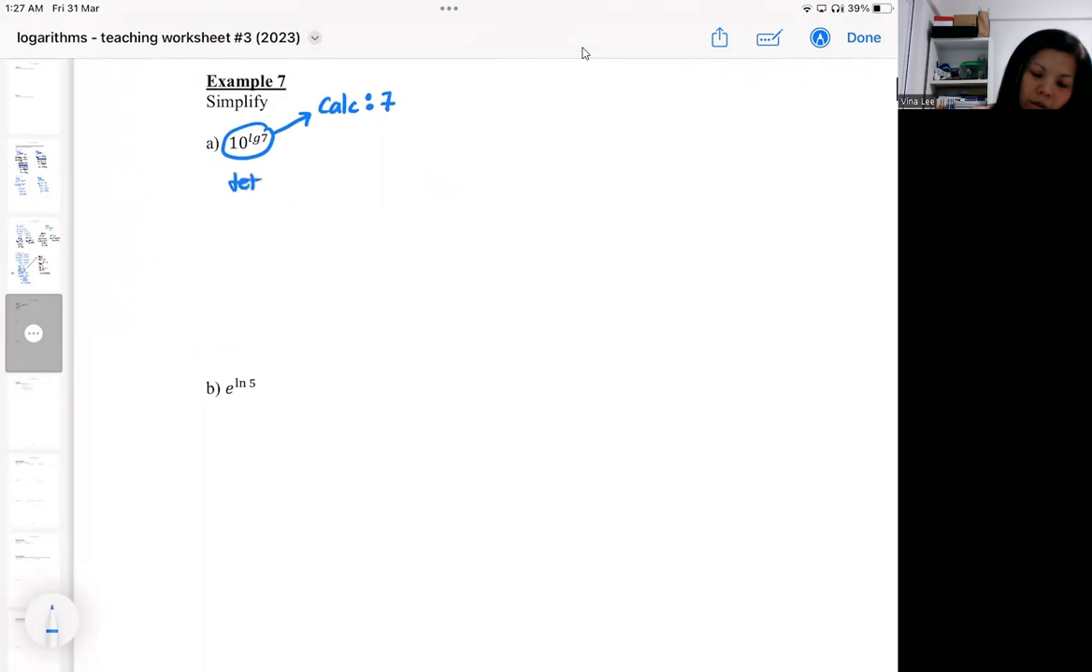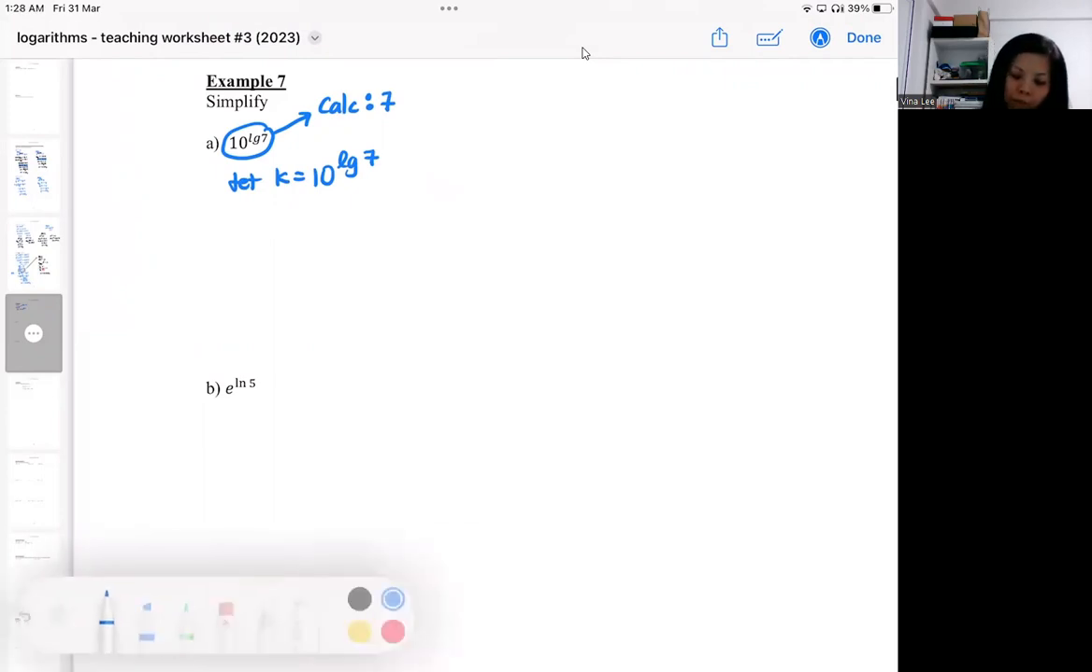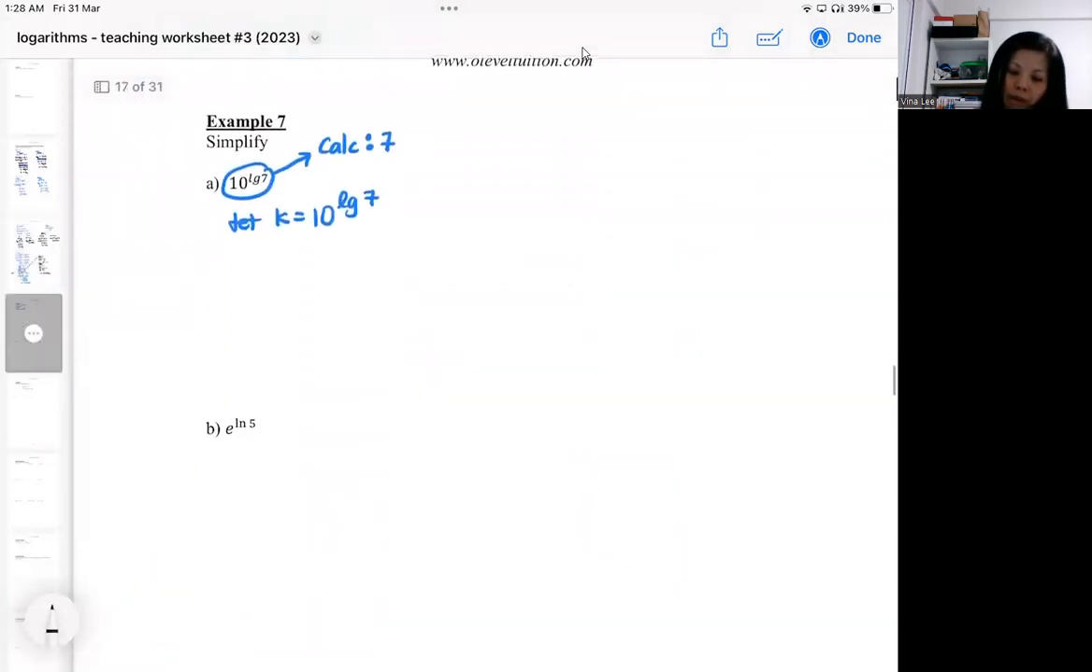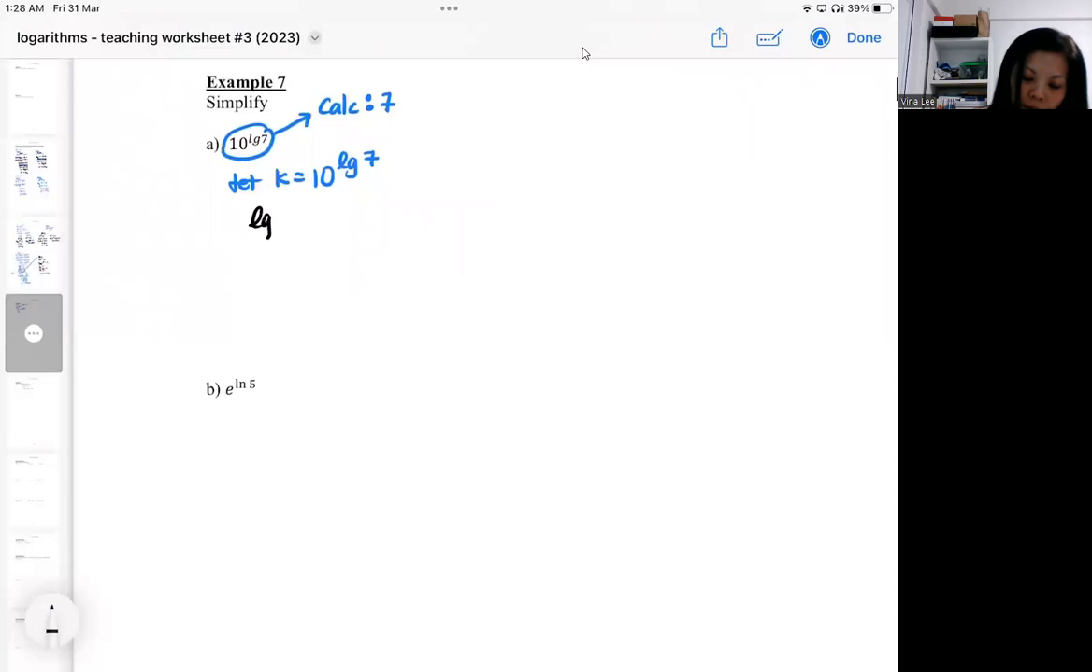So I'm going to let the whole thing equal to K. My job is to find K because I need to know the value of the whole thing. So I'm going to use the same method that I have learned here, taking LG on both sides. You'll find it a bit weird because when you introduce LG in this way, there's an LG in the power, and there's also an LG on the ground. But the reason we want to do this is because it allows me to bring down the LG 7.